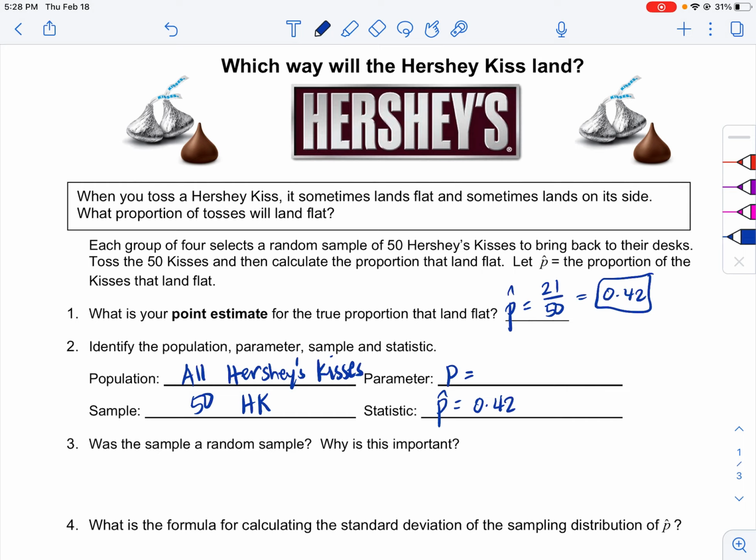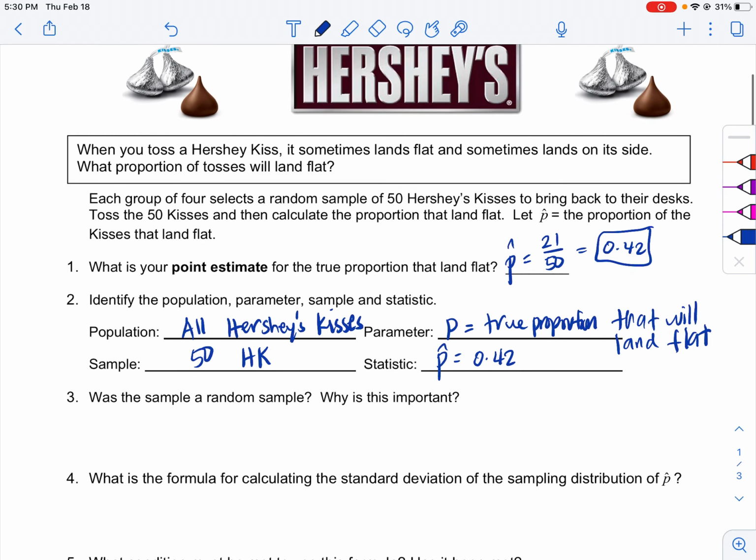So what I'm trying to do is to estimate the true proportion that will land flat. Again, I don't know that, but I am trying to describe it. My parameter would be the true proportion of Hershey's Kisses that will land flat.